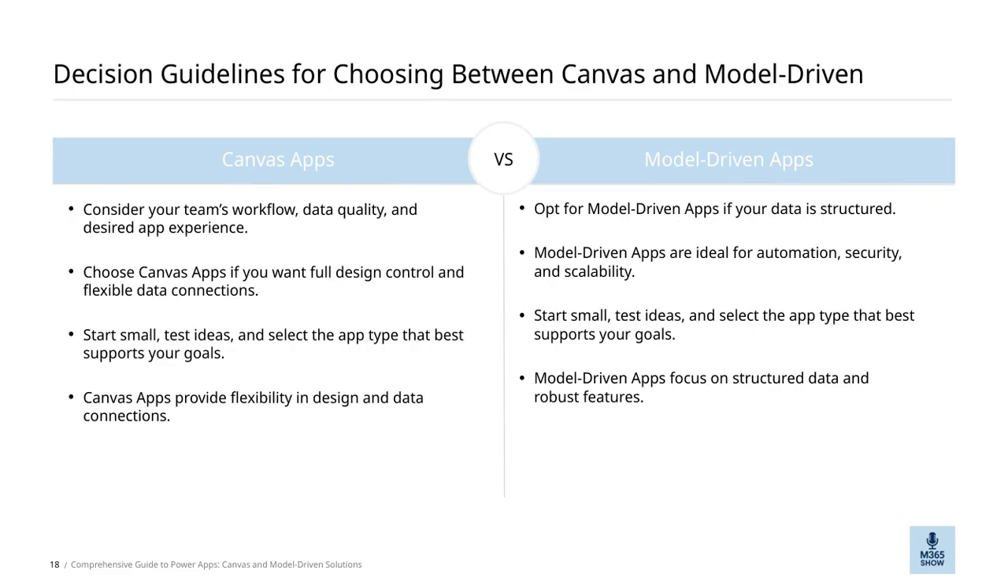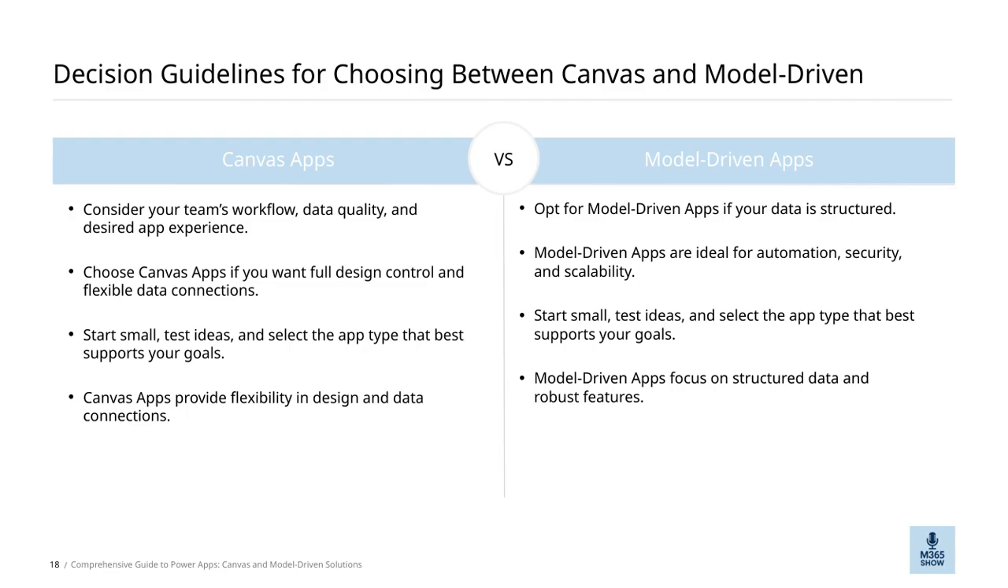When choosing between Canvas and model-driven apps, it's important to consider your data structure. If your data is highly organized and structured, model-driven apps are usually the better choice. They excel at automation, security, and scalability, making them ideal for more complex solutions. I recommend starting small, test your ideas, and see which app type best supports your goals. Remember, model-driven apps focus on structured data and come with powerful features to handle complex processes.